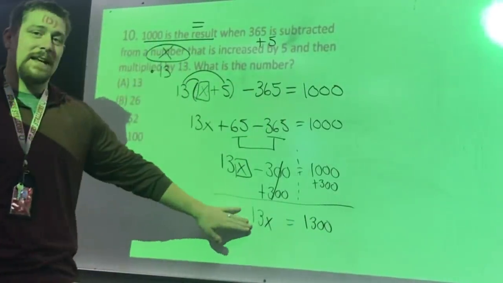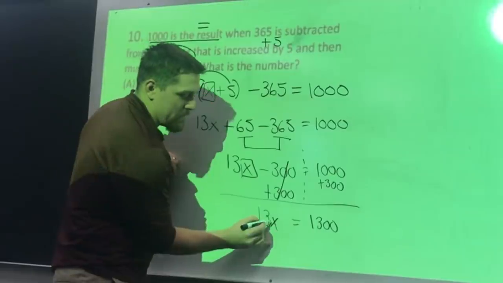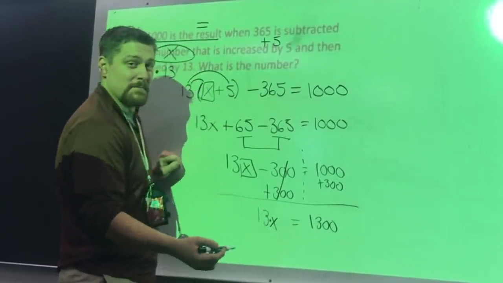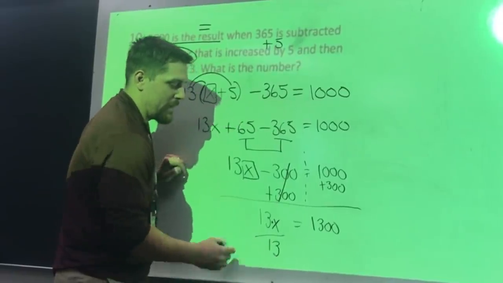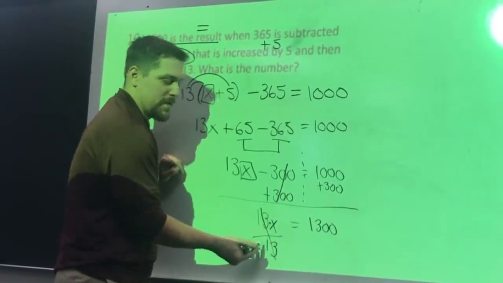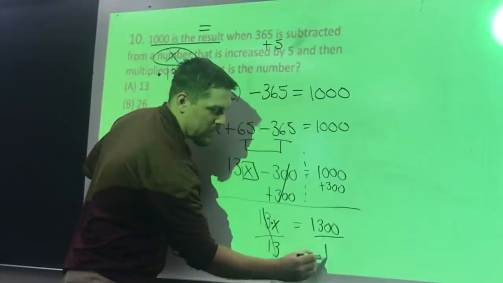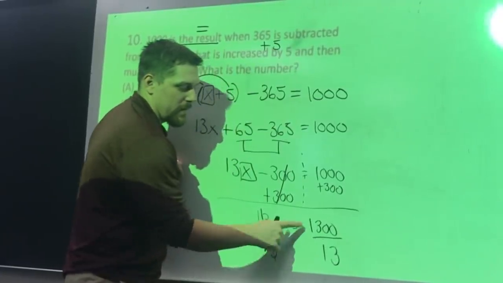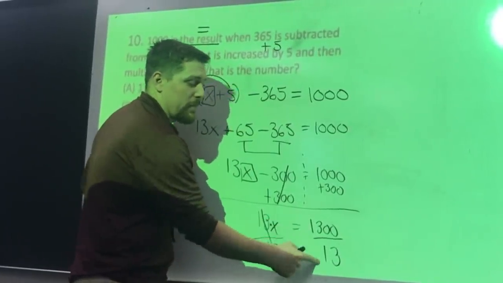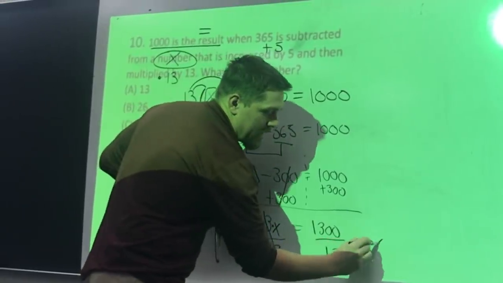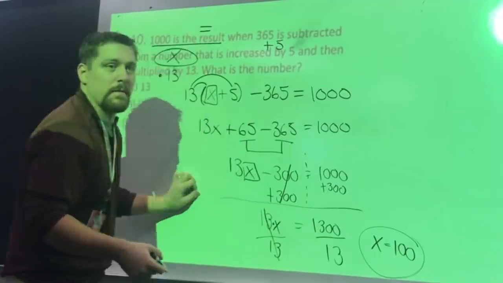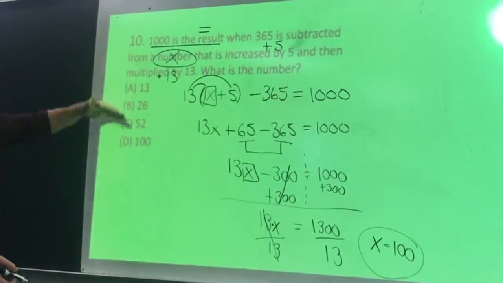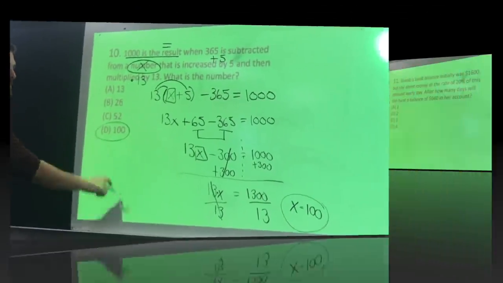Now the x is still not alone, and it's being held together by multiplication. And the opposite of multiplication is division. So divide by 13, what I do to one side, I do to the other. And 1,300 divided by 13, x equals 100. That is my number. So now I come over here, the answer is D, letter D.